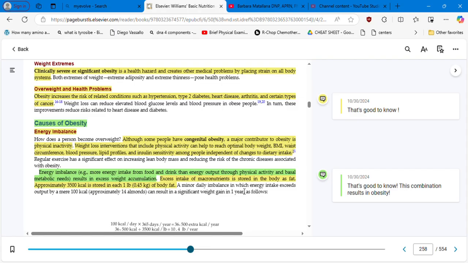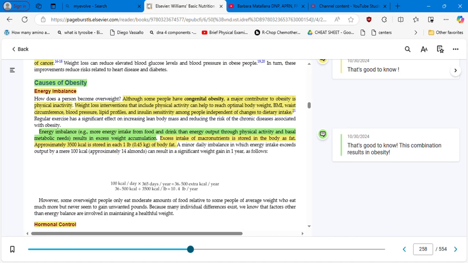Now we're going to talk about causes of obesity, energy imbalance. Although some people have congenital obesity, a major contributor to obesity is physical inactivity. Please understand that there is no diet that is going to work without physical activity. Weight loss interventions that include physical activity can help to reach optimal body weight, BMI, body mass index, waist circumference, blood pressure, lipid profiles, and insulin sensitivity among people independent of changes to dietary intake.